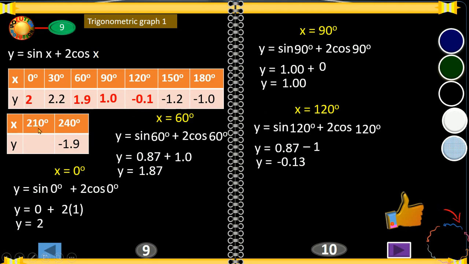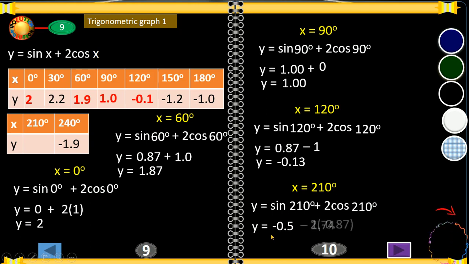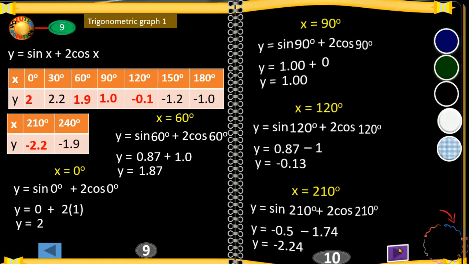Then we are going to repeat and get the value of y for the last one. When x is 210, so we replace this and then replace this also. Then we're now going to simplify as we have been doing before, and then we're now going to get the value of y as minus 2.24, which we can write as minus 2.2 to 1 decimal place. We are going to go straight to the graph board to plot the graph now.